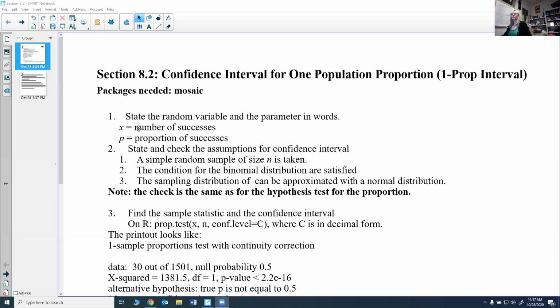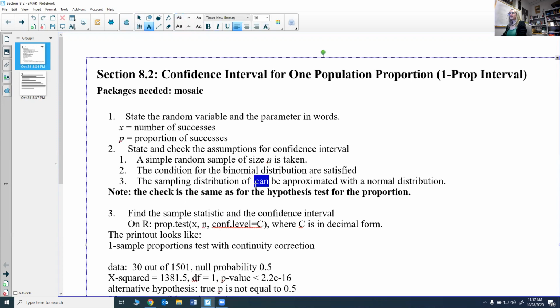So these are unknown, but in words, they'd be the number of successes. Again, you'd put in what success is in your situation, and you have the proportion of successes. Again, you'd put in what success is in this case. We don't have hypotheses in a confidence interval, so you're going to jump straight to stating and checking the assumptions for the confidence interval. You're going to have a simple random sample of size n is taken. The conditions for the binomial distribution are satisfied, and the sampling distribution can be approximated with our normal distribution. All that's the same as we had in the hypothesis test. So this really isn't anything new.